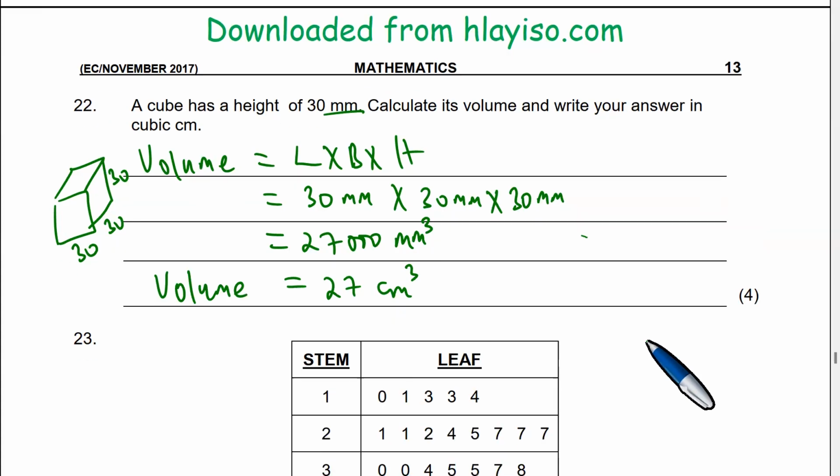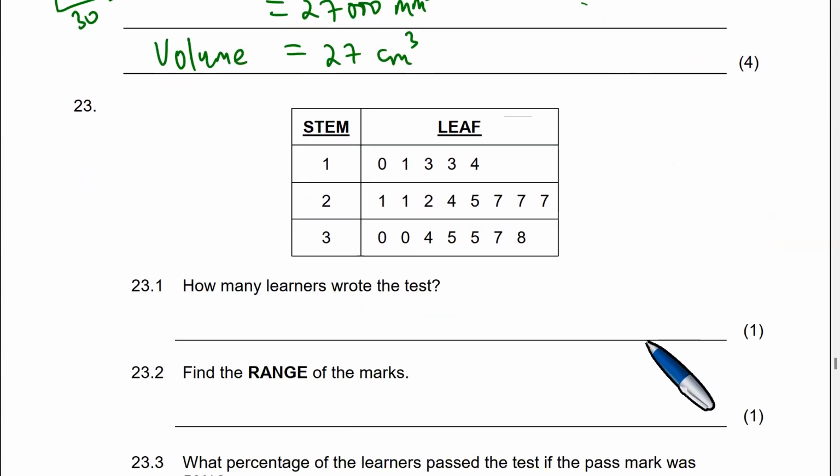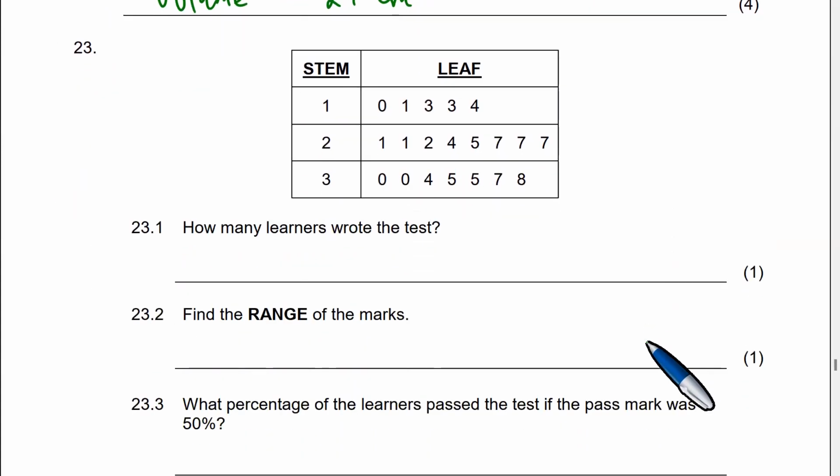Right, let's look at the stem and leaf plot. It is expected that you understand the stem and leaf. Often it might not have appeared in the first paper, but it's going to appear now. Here's the stem: the stem is 1 here, the stem is 2 here, the stem is 3. The leaves are 0, 1, 3, 3, 4. If the stem is 1 and the leaf is 0, it means that the number is 10. Here the number is 11.